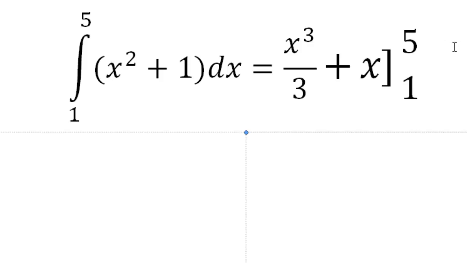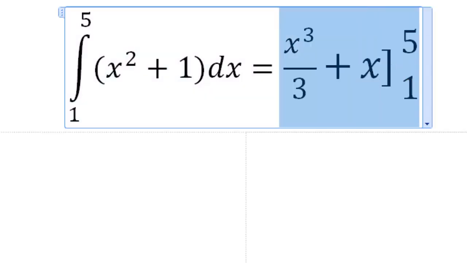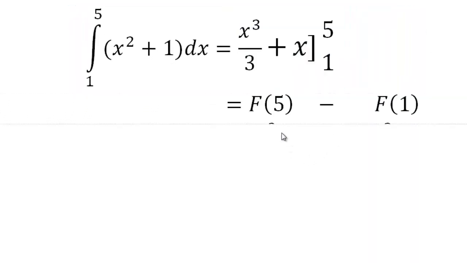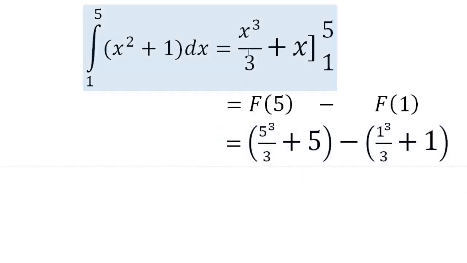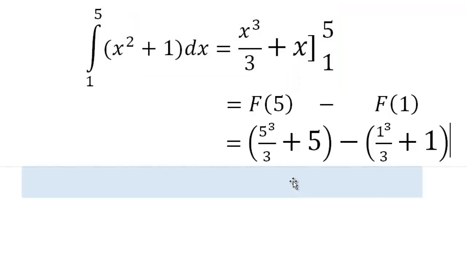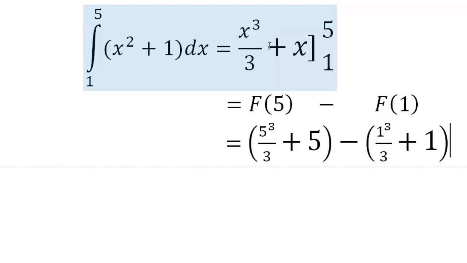from 1 to 5. So this part right here is an important new notation that denotes we've taken the antiderivative and we're now going to evaluate it for F of b, which is 5 in this case, minus F of 1. So we're going to take the antiderivative at 5 minus the antiderivative at 1, which is F of b minus F of a. And when we evaluate the antiderivative at 5, we get 5 to the third over 3 plus 5. Antiderivative at 1, we get 1 to the third over 3 plus 1.